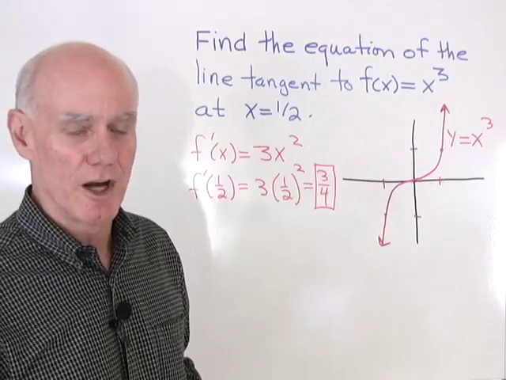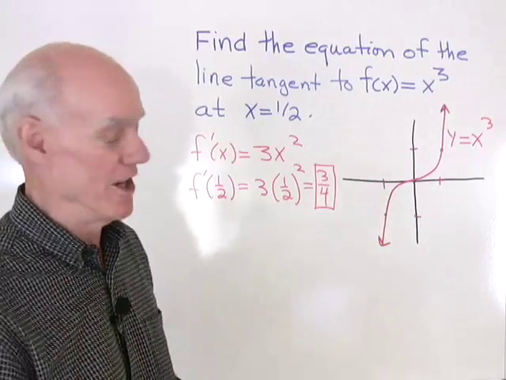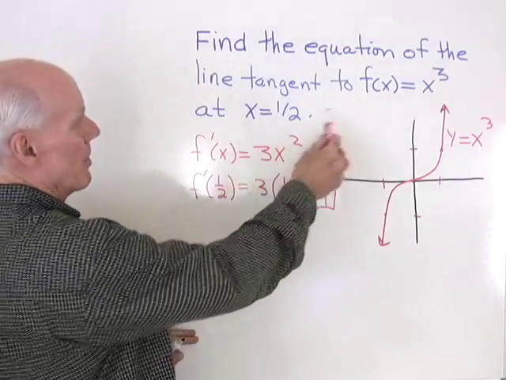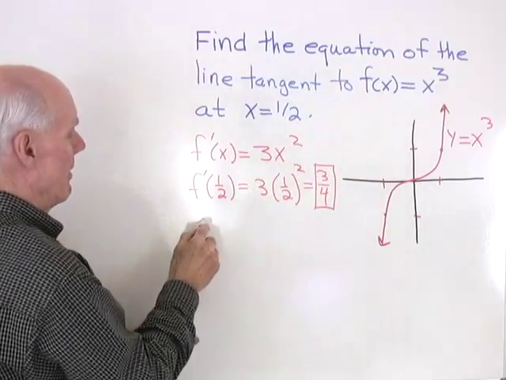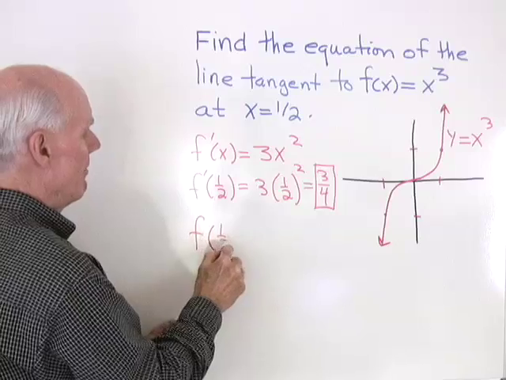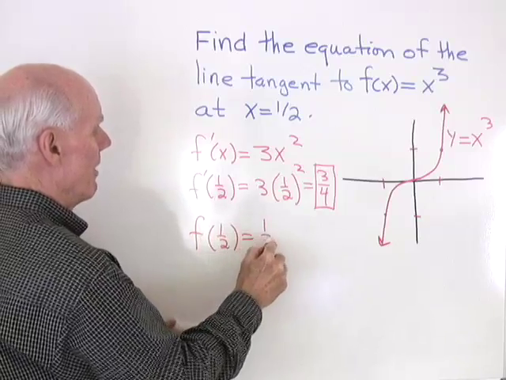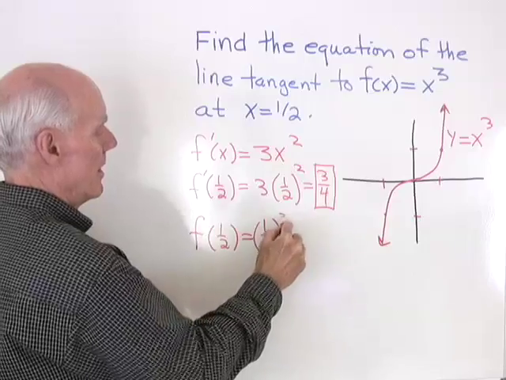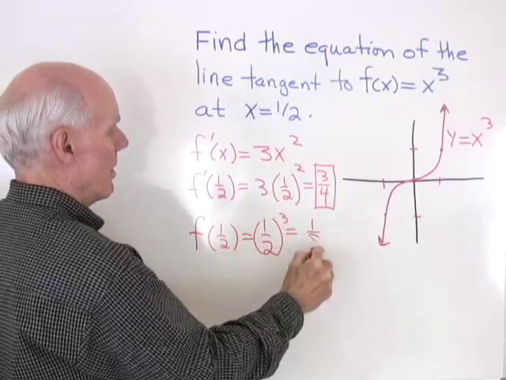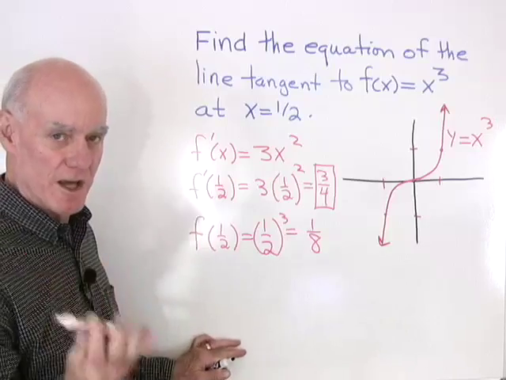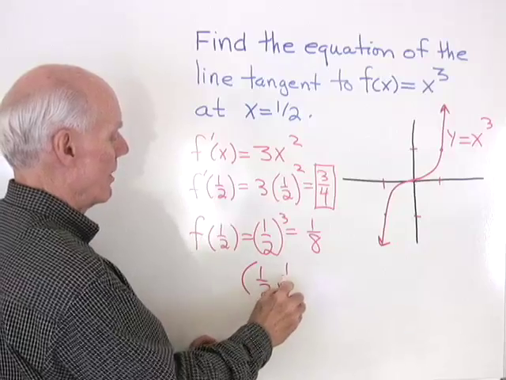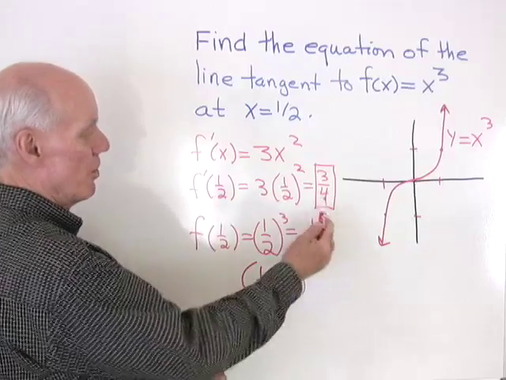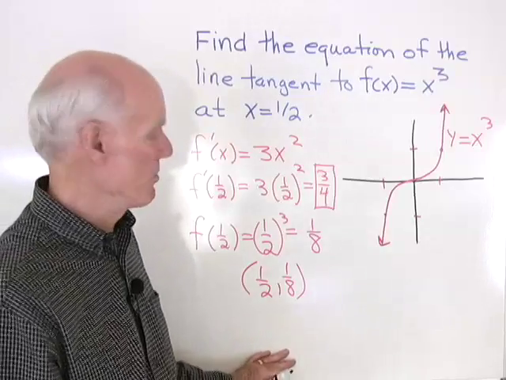Next we need a point on the line so we can find the equation of the line tangent. So for that, I'm going to go back to my original function, f of x, and let x be equal to 1/2. So f of 1/2 is going to be 1/2 cubed, and that's going to be 1/8. So I see that a point on this line is the point x equals 1/2, y equals 1/8, and the slope of the line tangent at that point is 3/4.